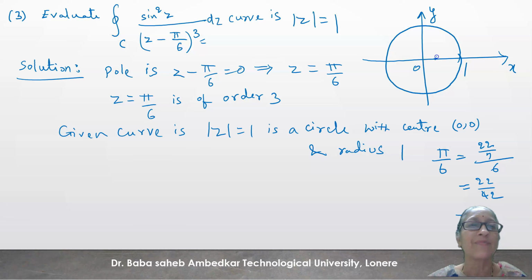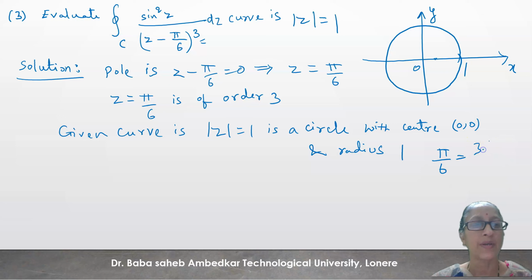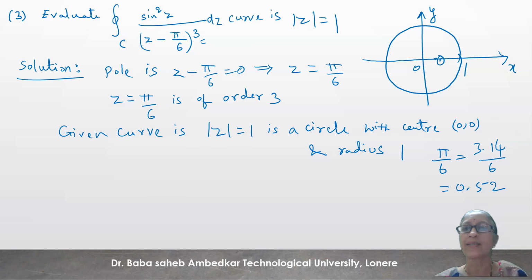So 0 point something means that it may be here. Or you can say 3.14 divided by 6, that means 0.52, which is somewhere around here, 0.5. So this point, z equal to pi by 6, lies inside the curve, inside the circle.